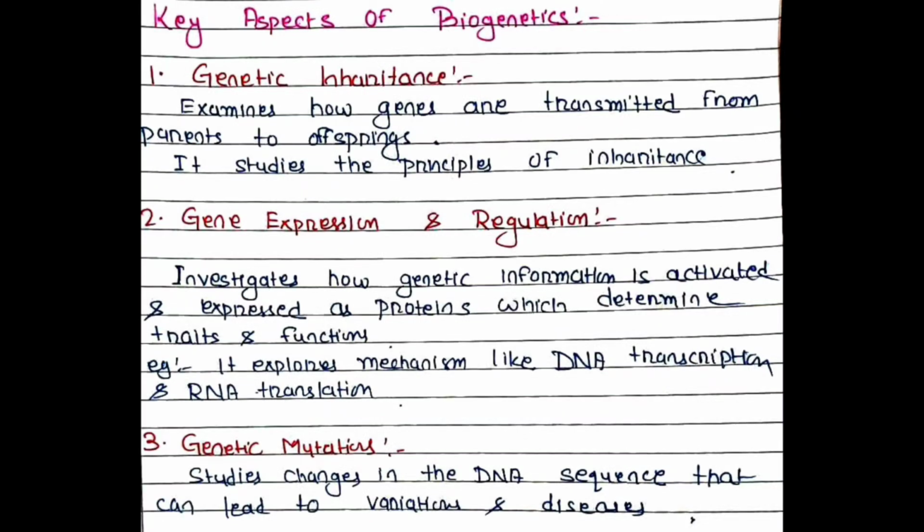Then comes the genetic mutation. It is the study of the change in the DNA sequence that can lead to variation and diseases. The change in the DNA sequence leads to variation. What is variation? It is the difference between two individuals of the same species. We know the offsprings are not exactly the same as their parents. They have their own characteristics too, and this is known as variation. And genetic mutation leads to variation. Also, genetic mutation leads to many harmful diseases.